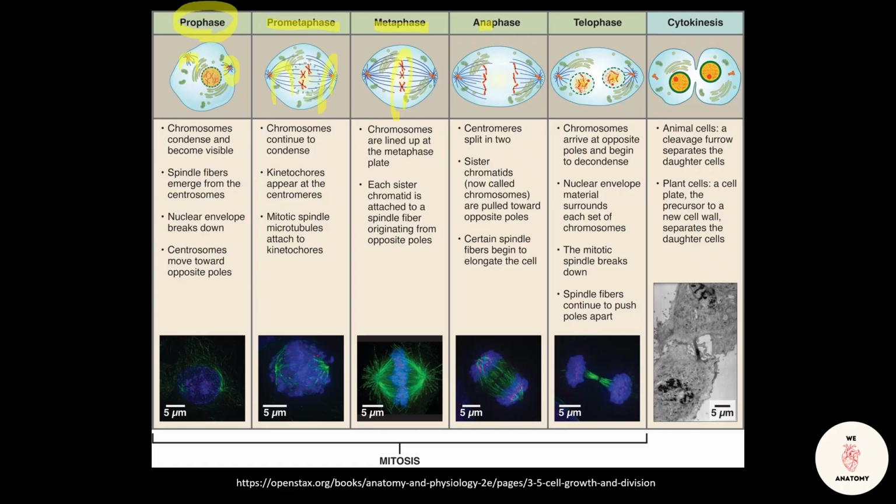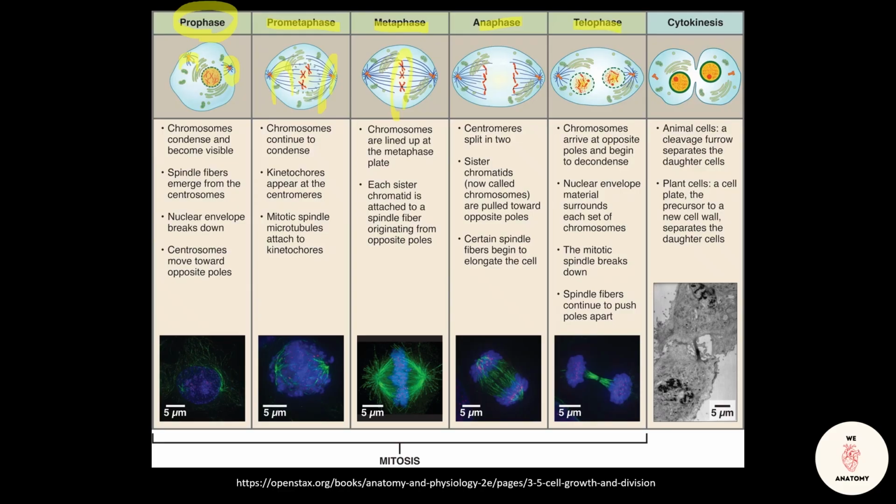The next phase is anaphase. During anaphase, the centromeres split apart and the sister chromatids are pulled toward opposite poles of the cell. The cell also begins to elongate. So you can see how it went from a sort of circular shape in prophase to now it's beginning to be more of a football shape in anaphase.